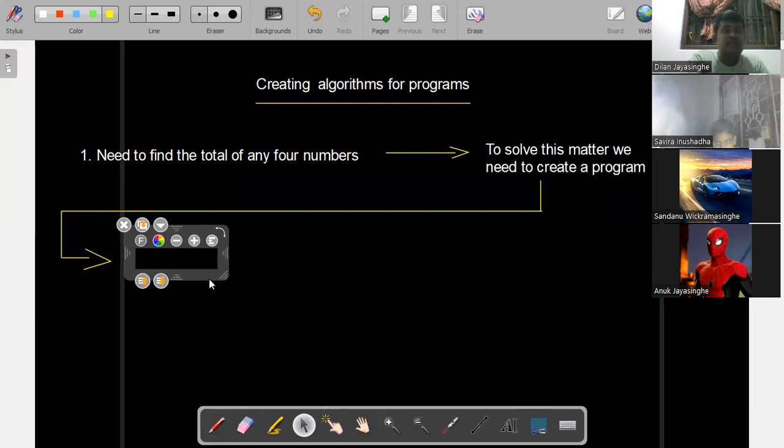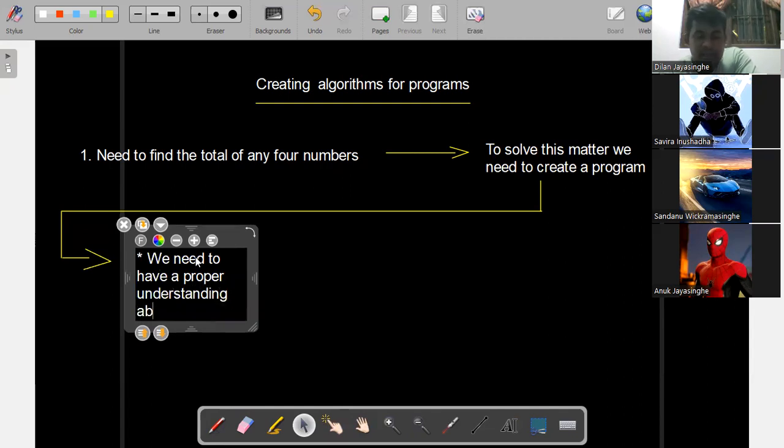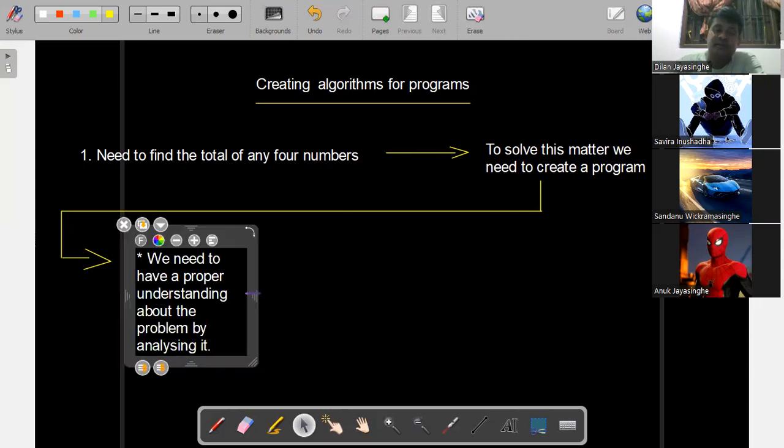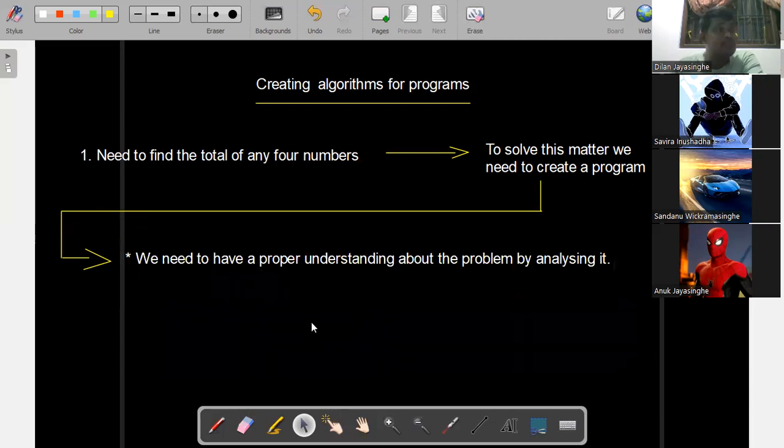Before creating a program, first of all, what do we need to do? We need to have a proper understanding about this problem by analyzing it. Right? Actually, it's a very simple matter.